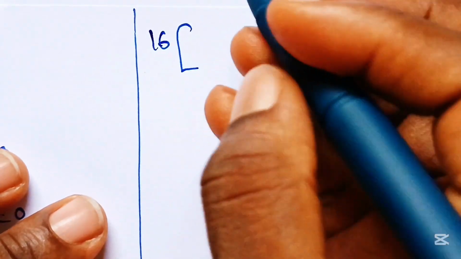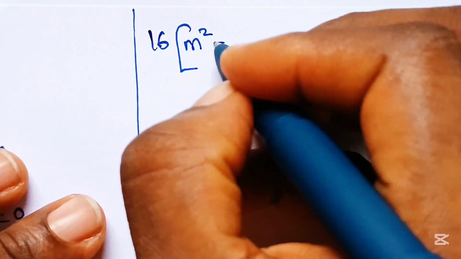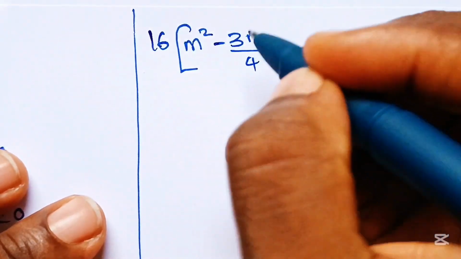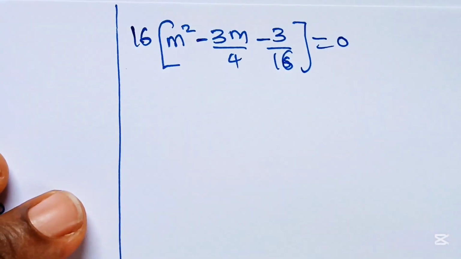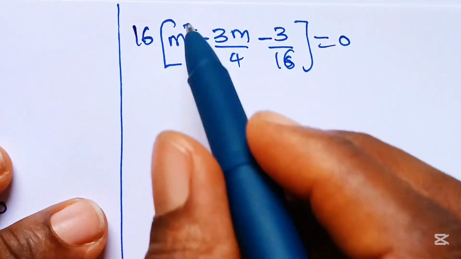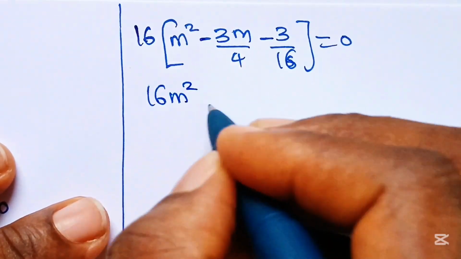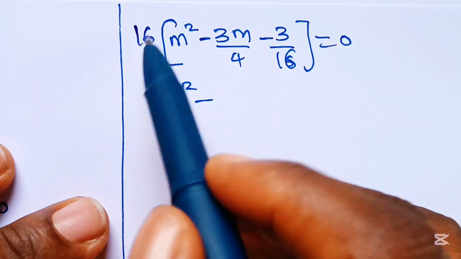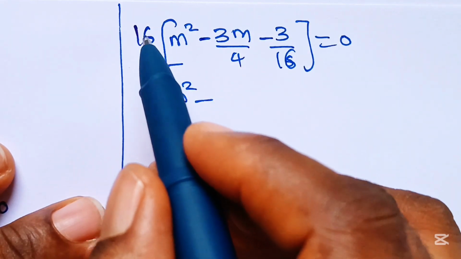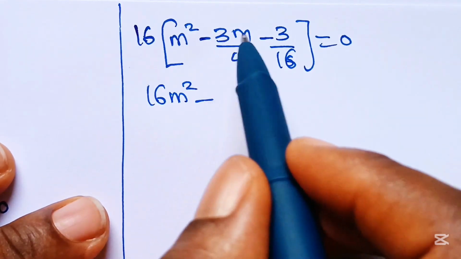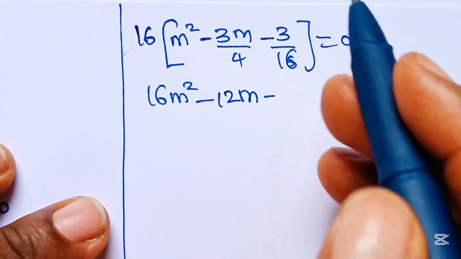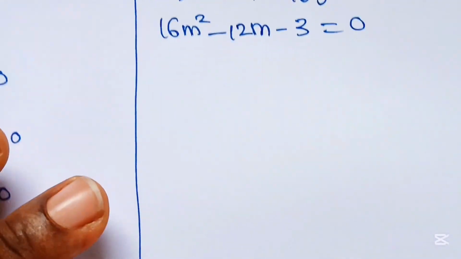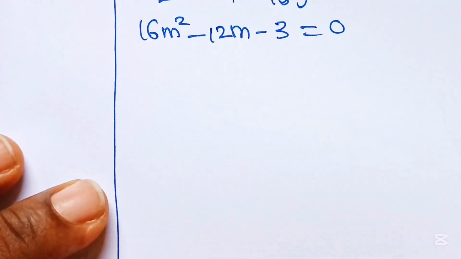Now I'm going to copy the last line for us. So what we have there is 16 multiplied by m squared minus 3m over 4 minus 3 over 16, is equal to 0. Now 16 times m squared will give us 16m squared. Minus 3m over 4 times 16: we divide 16 by 4 to give us 4, so we are going to have 4 times 3m, which will give us 12m. Then minus 3 over 16 times 16: 16 will cancel 16 to give us 3 only, is equal to 0. Now at this point, we can use the quadratic formula.